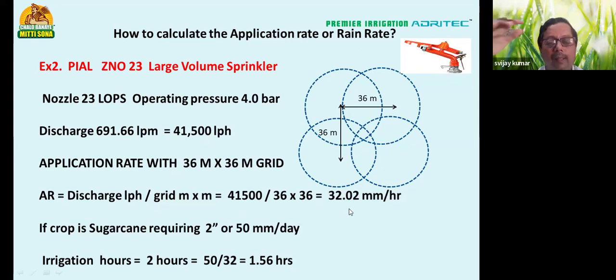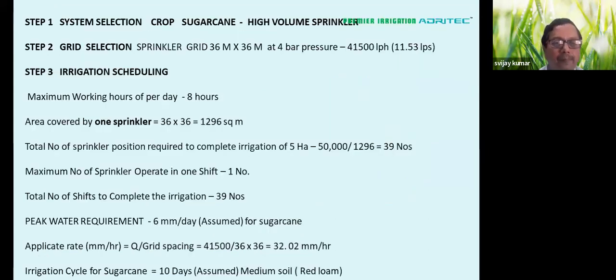That means it is going to cover that entire area with this kind of an application rate. Assuming that this is a sugarcane crop requiring around 2 inches, or even 2.5 inches, or 50 millimeters per day, I need to irrigate only 50 divided by 32, say 1.56 hours. Say 1.5 hours is more than enough. With 1.5 hours, you can complete the whole area and give the application rate of 50 millimeters per day.